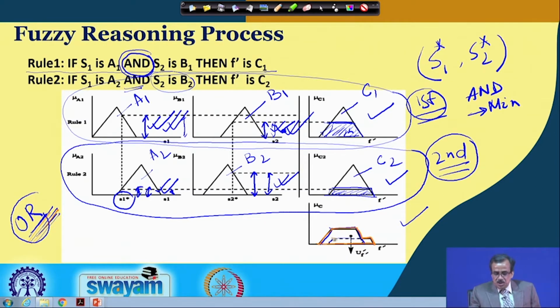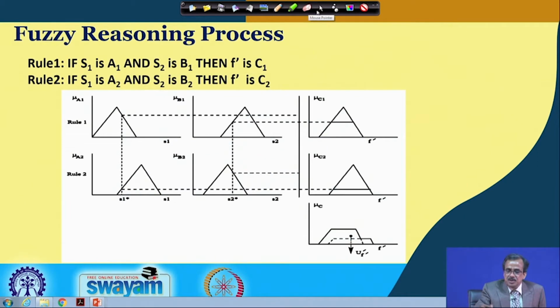Now, you see, this particular output is nothing but actually the fuzzified output. So, this is an area and corresponding to this particular area, we will have to find out what is the crisp value and that is why we will have to go for some sort of de-fuzzification.